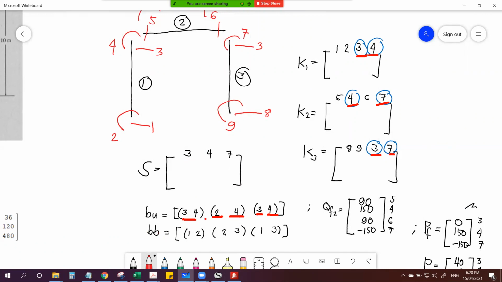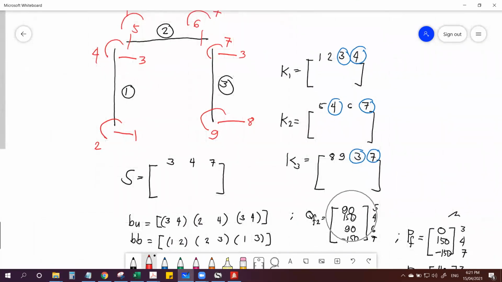Okay. Now let's consider the BB matrix, the destination. For this 3 and 4, their destination is on 1 and 2, right? So 1 and 2. For 4 and 7, its destination is 2 and 3. For 3 and 7, its destination is first and third. So 1 and 3. Okay?